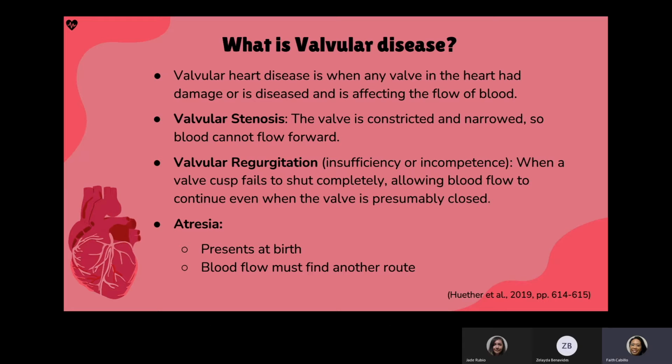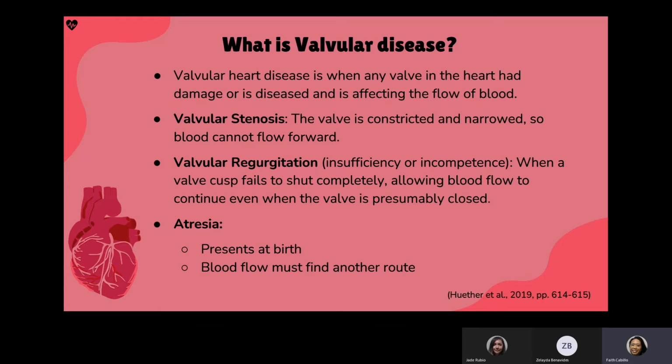Valvular regurgitation, also known as insufficiency or incompetence, is when the valve cusp fails to shut completely, allowing blood flow to continue even when the valve is presumably closed. Just remember that regurgitation is a leaky valve, while stenosis is a narrowed valve.